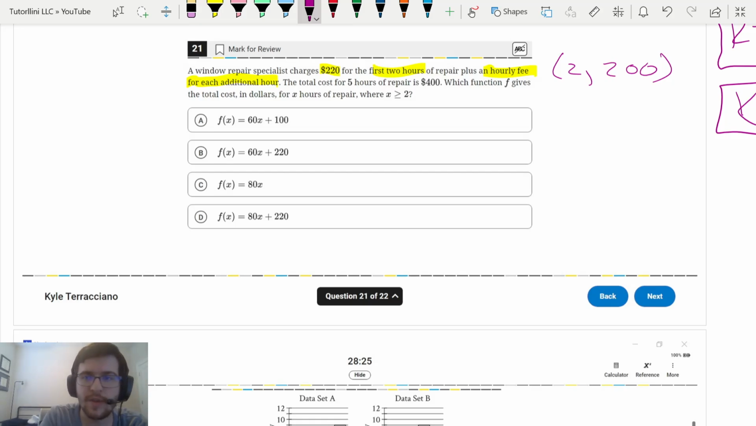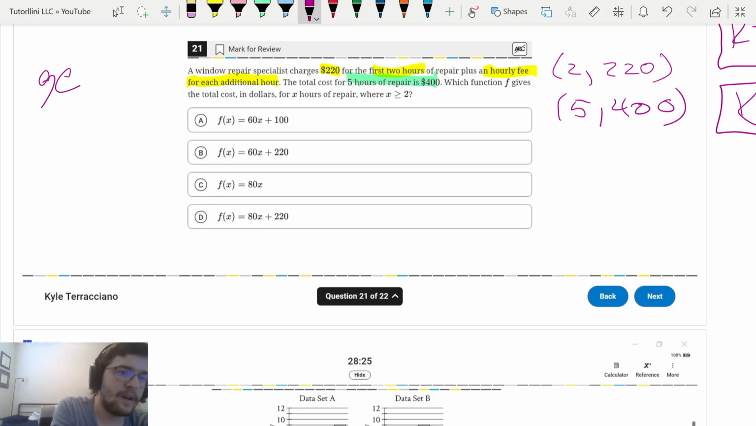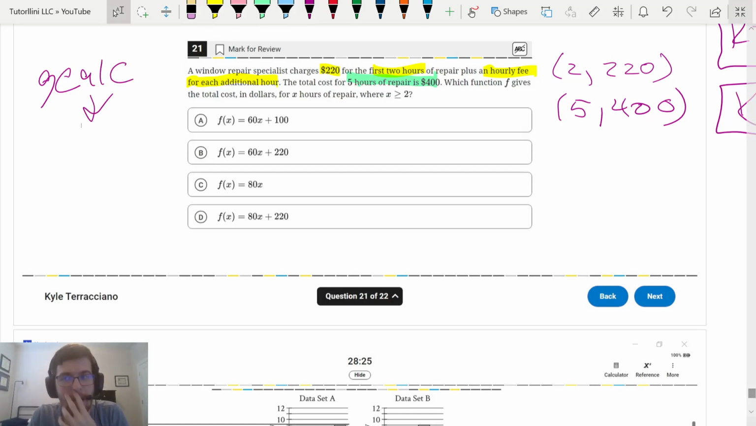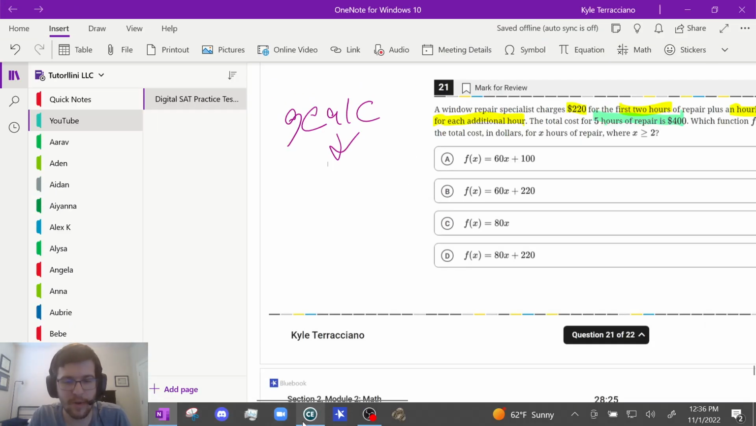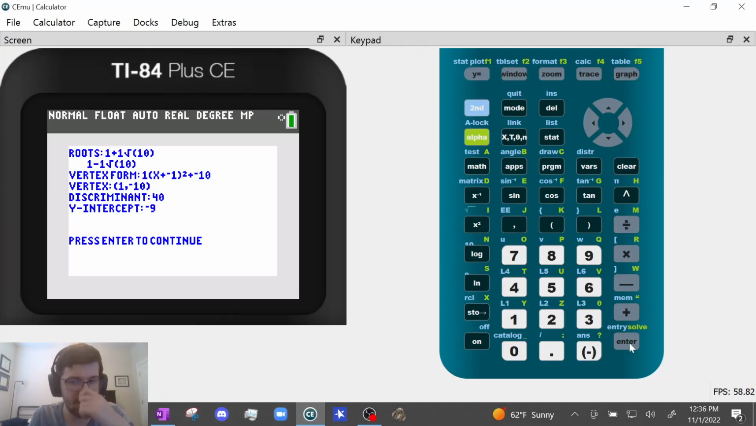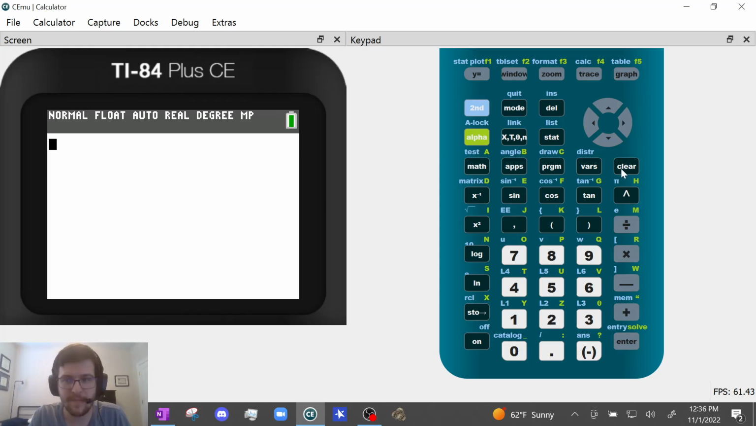And it's 2 comma 220, sorry. And then it says for 5 hours the cost is $400. Okay, so we got 2 points. We got to find the equation of line. For this one, I would just go straight to the graphing calculator. I highly recommend you either get the Panda SAT program or some program that can take 2 points and spit out the equation of the line.